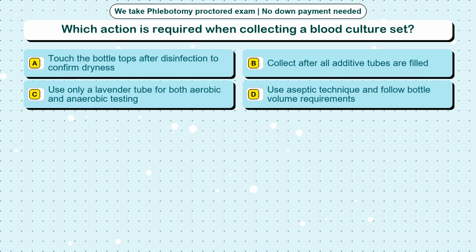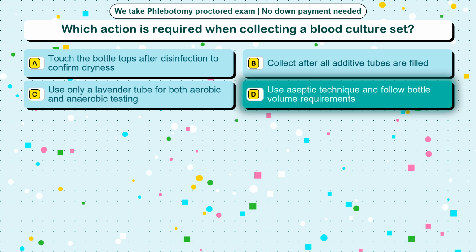Question 26. Which action is required when collecting a blood culture set? Option A, touch the bottle tops after disinfection to confirm dryness. Option B, collect after all additive tubes are filled. Option C, use only a lavender tube for both aerobic and anaerobic testing. Option D, use aseptic technique and follow bottle volume requirements. The correct answer is option D, use aseptic technique and follow bottle volume requirements.